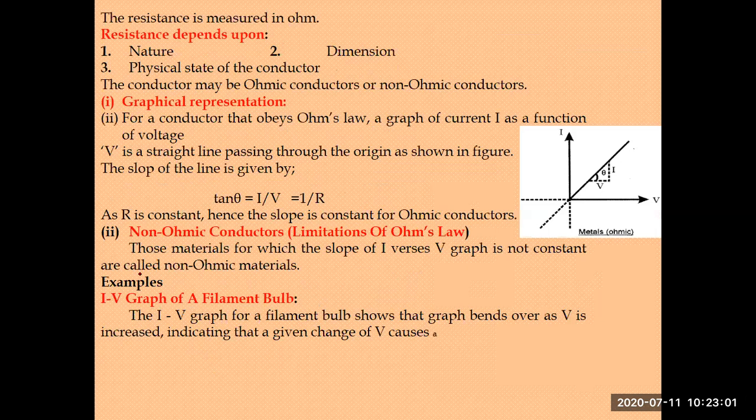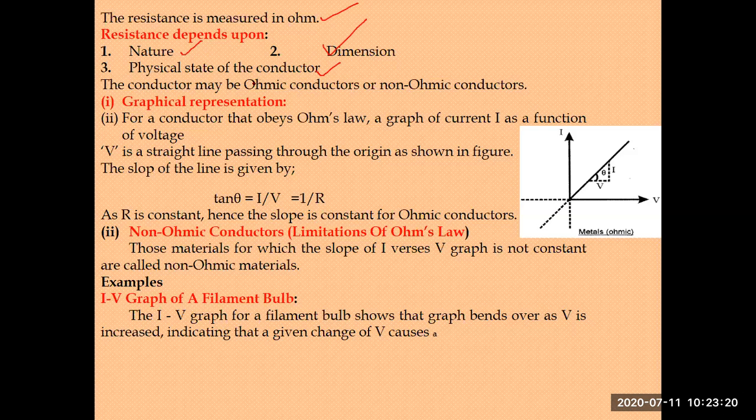So here it is. Resistance is measured in ohm, and it depends upon the nature of the conductor, its dimensions, and its physical state. These are the three factors on which the resistance of a conductor depends.